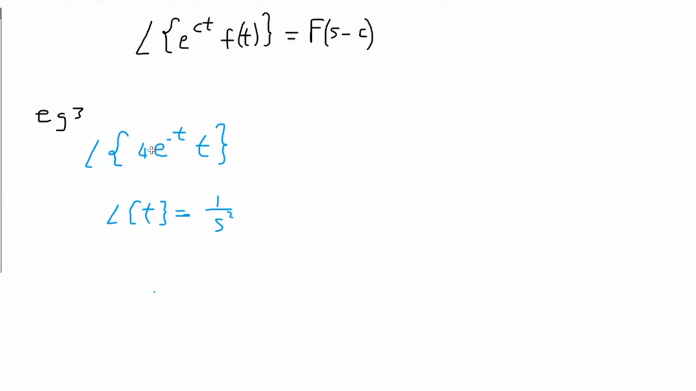Now we are going to find out what c is. c is the coefficient of t, so c is negative 1, since there's a minus sign. 4, which is a constant, we can factor out. So factoring it out, we have 4 times the Laplace transform of e to the minus t times t.